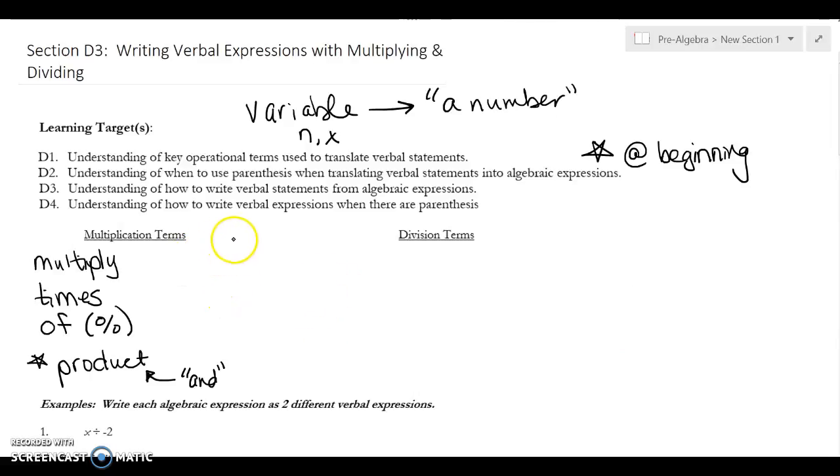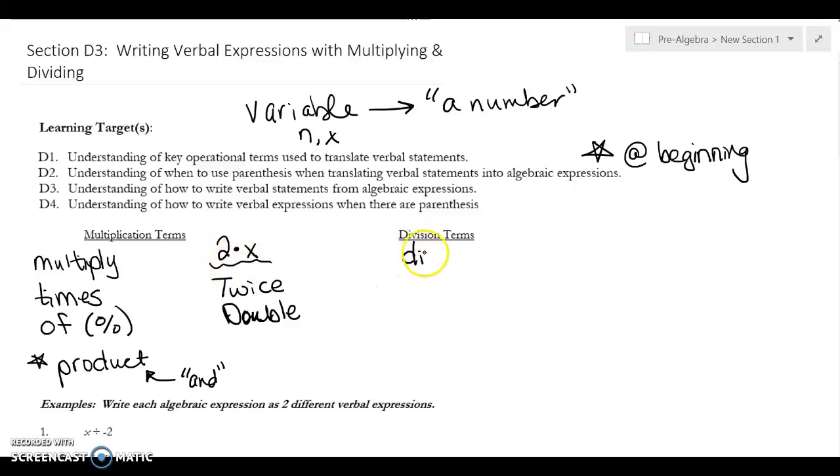Now, sometimes there's things when we do 2 times a number, like 2x. Words for that are twice and sometimes double. But the one you'll see the most is twice. So if you see twice, twice means 2 times something.